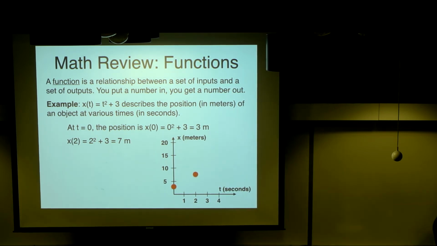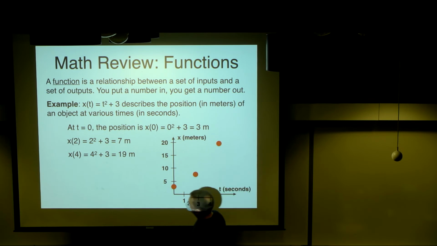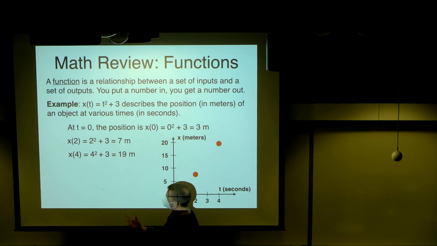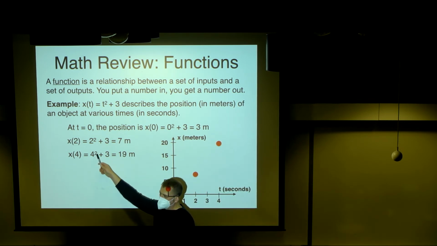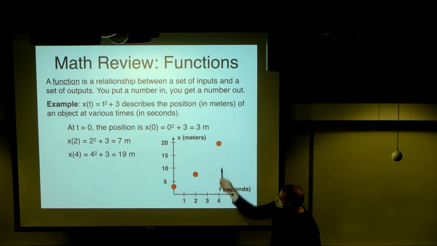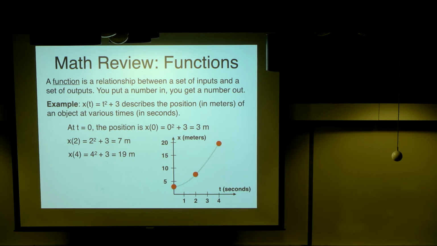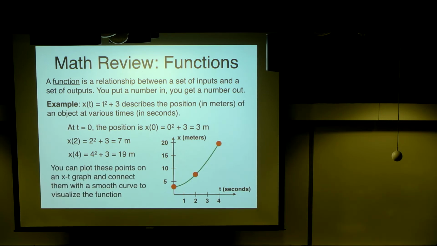Okay? And then next, we're going to plug in 4, just as another example. So x of 4 is equal to 4 squared plus 3. So that's just going to be 16 plus 3, 19 meters. And that's another point on our graph over here. Okay? And we can kind of see what the trend is. If we connect those points with a smooth line, we can visualize the function. Okay? So we're all familiar with this kind of thing. Any questions?